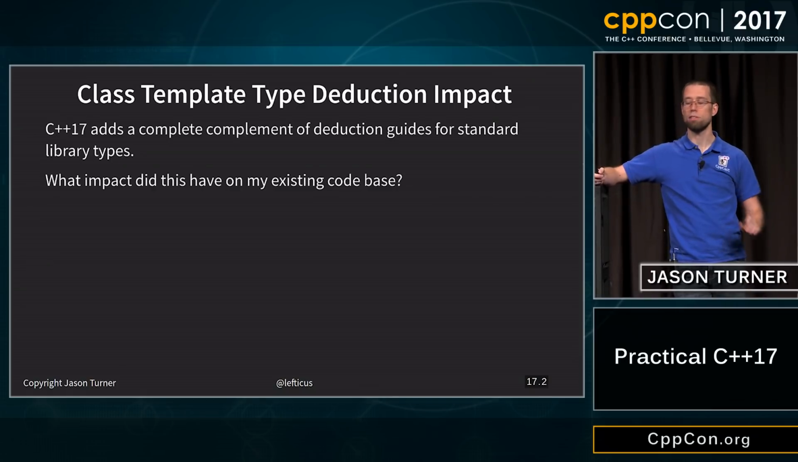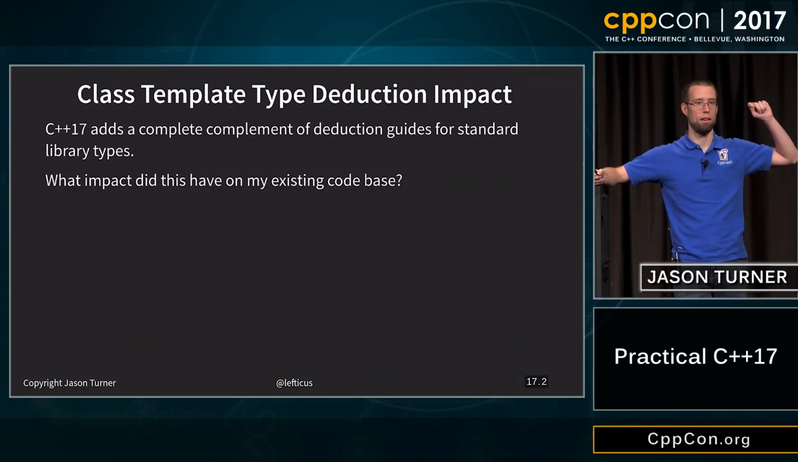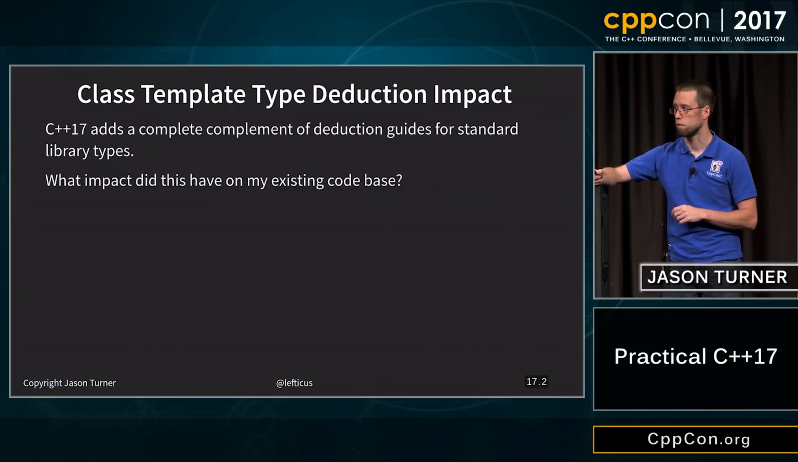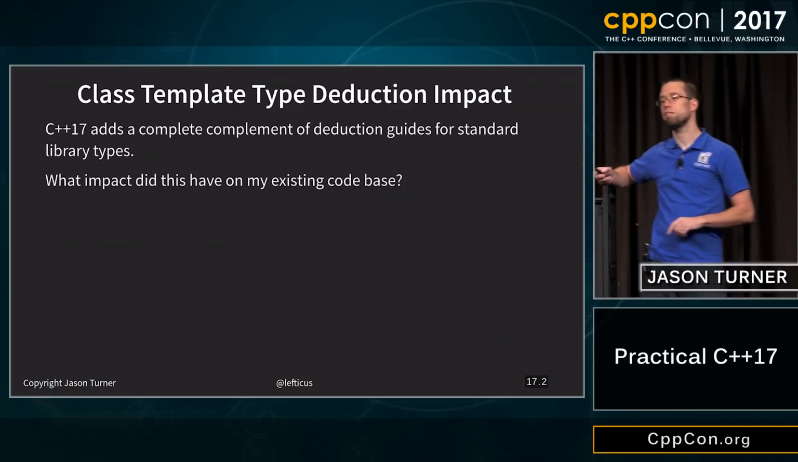Who thinks that class template type deduction with the standard library types had a good impact on my code? That's a question. You're not raising your hand to answer. Being able to automatically deduce a vector of ints by passing in an init list of ints, for example. Well, OK, we'll get there.